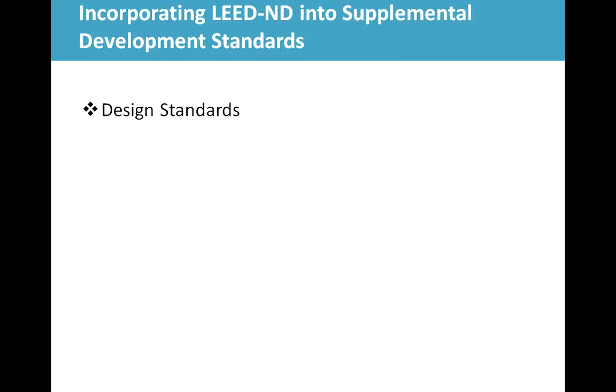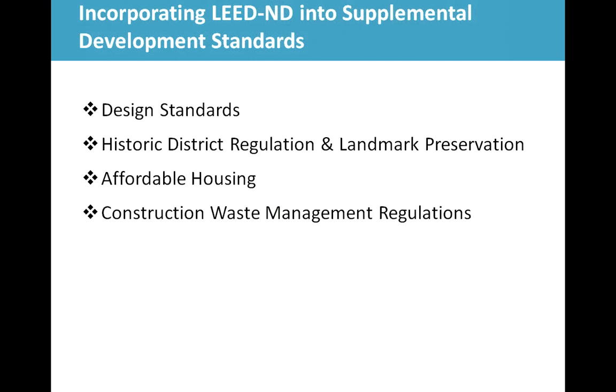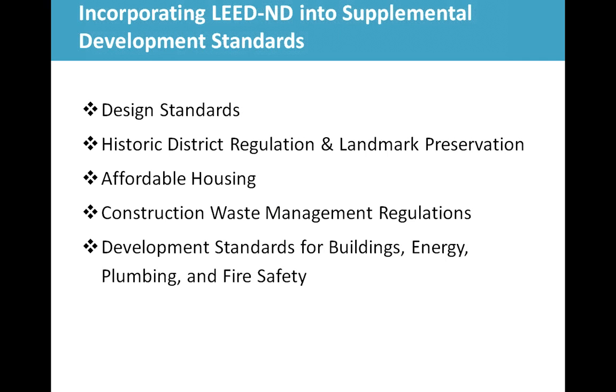These design standard strategies present specific criteria for implementing the related planning goals and actions I discussed earlier. Next, the section presents strategies for protecting historic districts and landmarks, followed by affordable housing strategies. It then discusses regulations that control the management of construction waste, and ends by presenting code elements that foster sustainability in buildings, energy systems, plumbing, and fire safety.